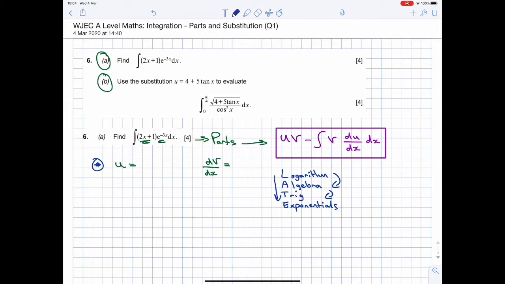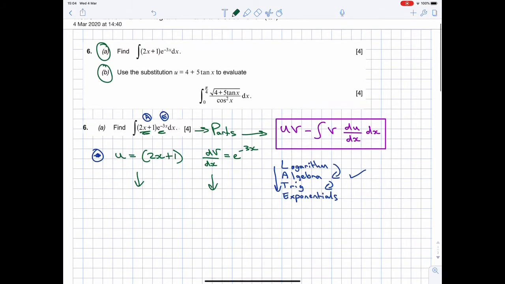Now in this question, let's identify this. We've got 2x plus 1, which is an expression involving algebra, so I'm just going to write A on top of this. And then e to the minus 3x is all to do with exponentials, so I'm going to write the letter E above this. In our order, algebra comes before exponentials. So the letter u is going to represent algebra, which in this case is 2x plus 1. And then dv by dx will be the other expression, e to the minus 3x.